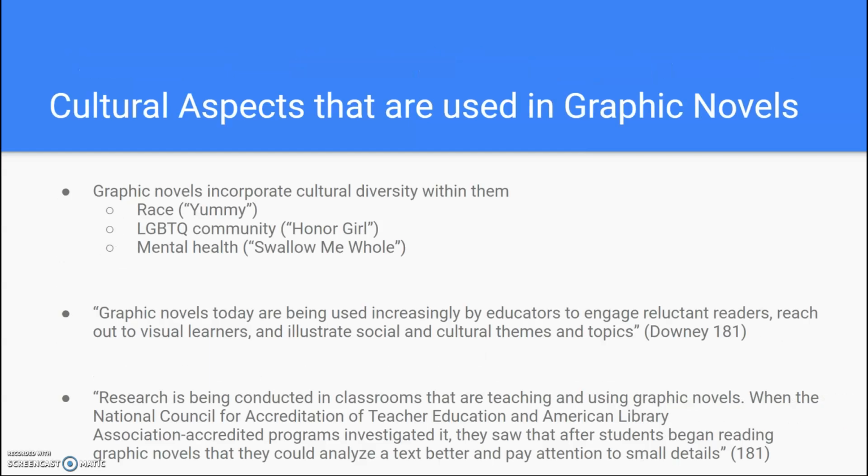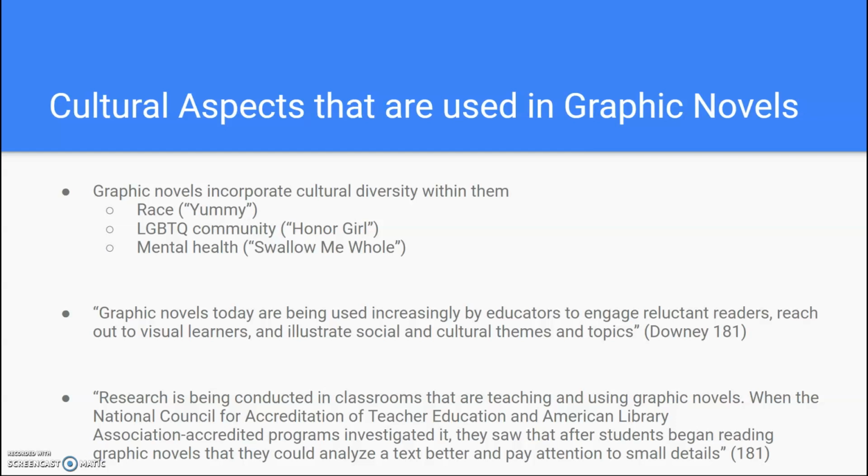The cultural aspects used in graphic novels incorporate cultural diversity within them. On the very first title slide that I told you guys to look at, race is really something graphic novels hit on, and that was Yummy, in the top right-hand corner. It talks about a kid who is African American, he gets bullied, and then he shoots this little girl, and everyone thinks, oh, he's a gangbanger, he's black. That's because of how he was raised, because of his color.